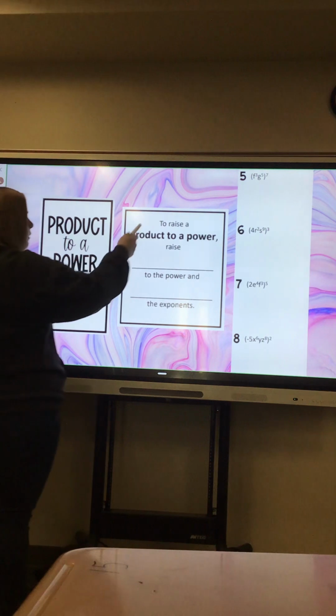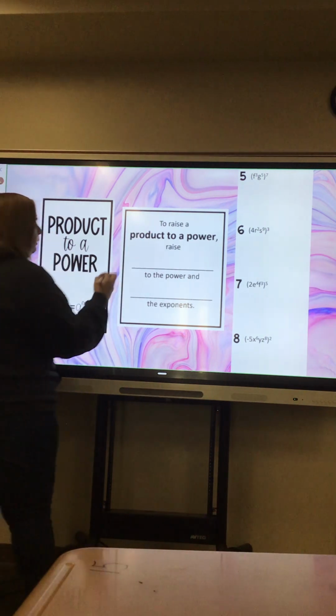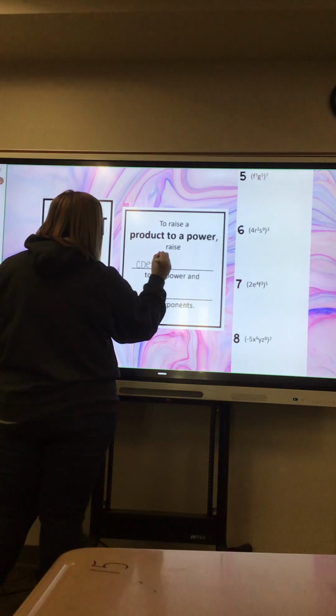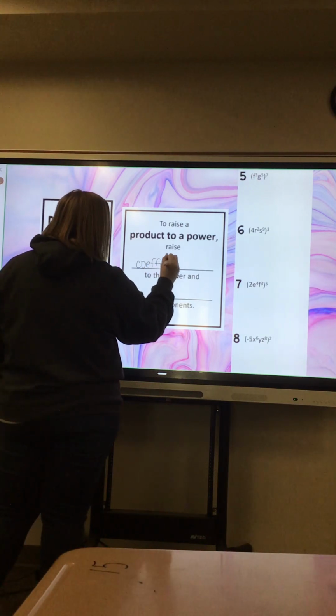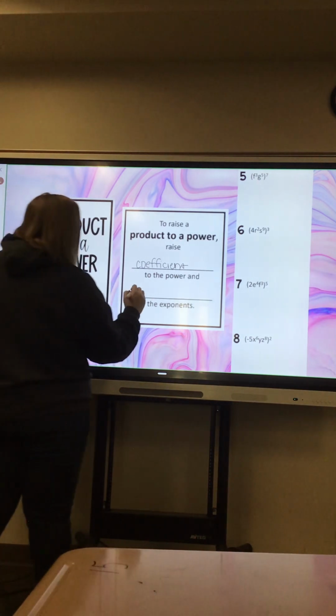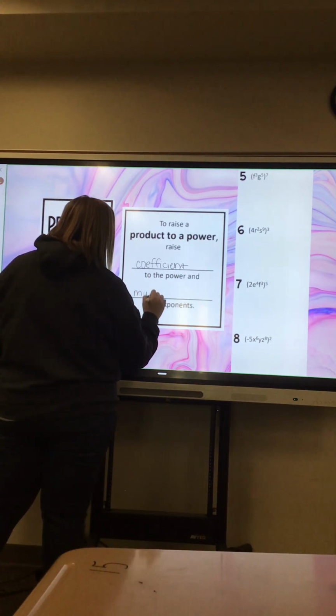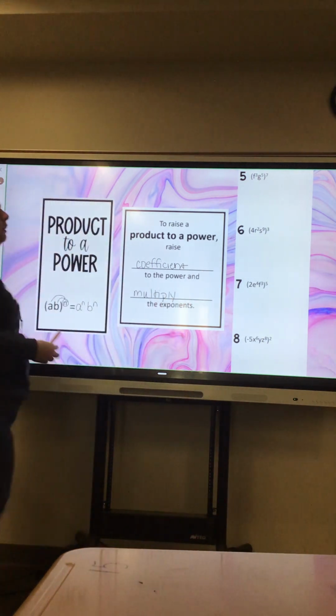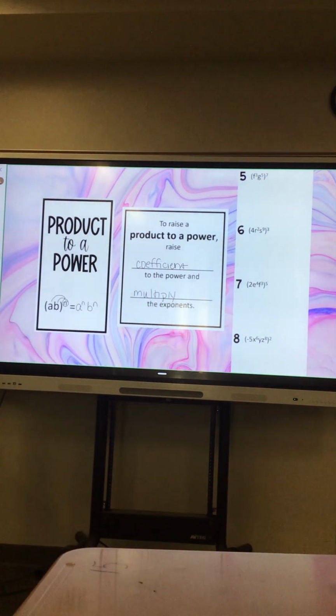Or in other words, to raise a product to a power, we raise the coefficients. Remember, that's the big number in the front, to the power, and then we multiply the exponents. So let's look at some examples to see what that means.